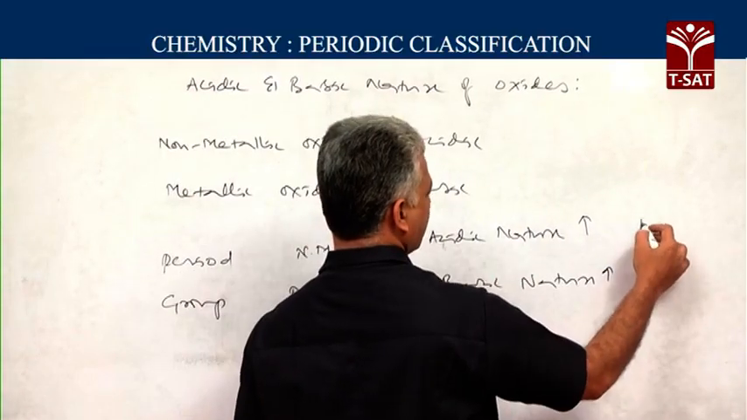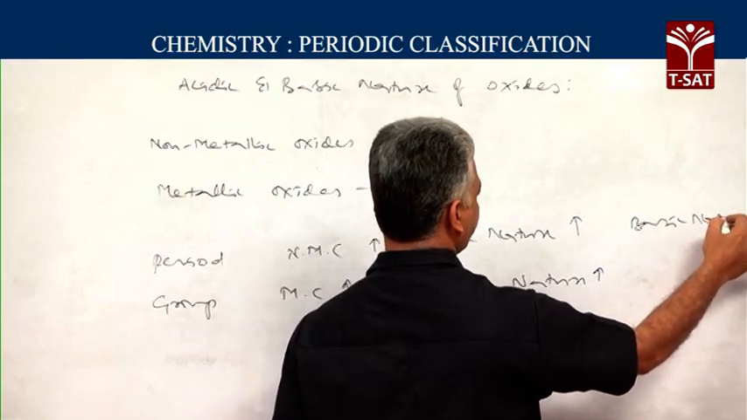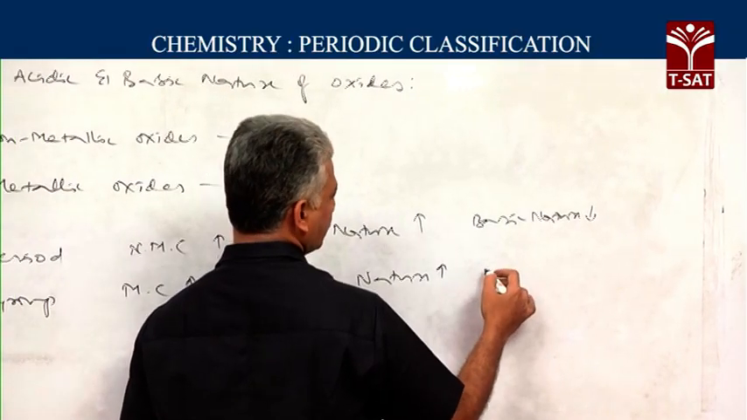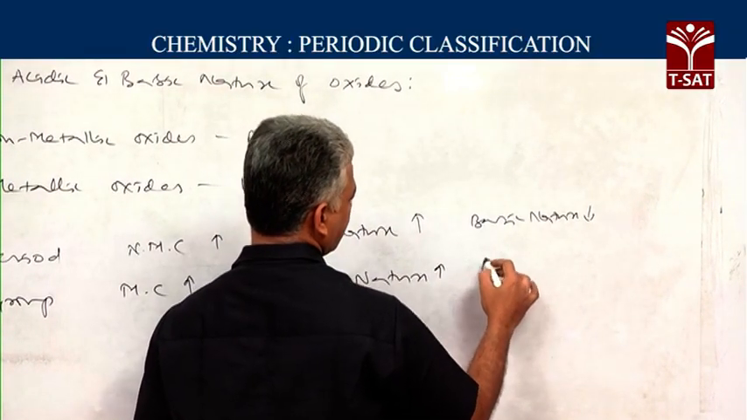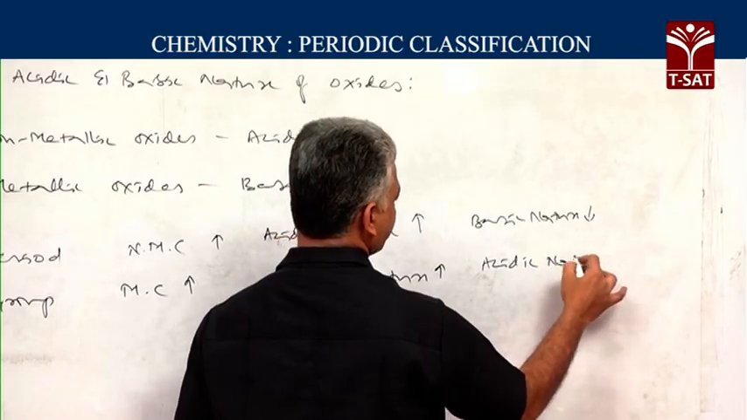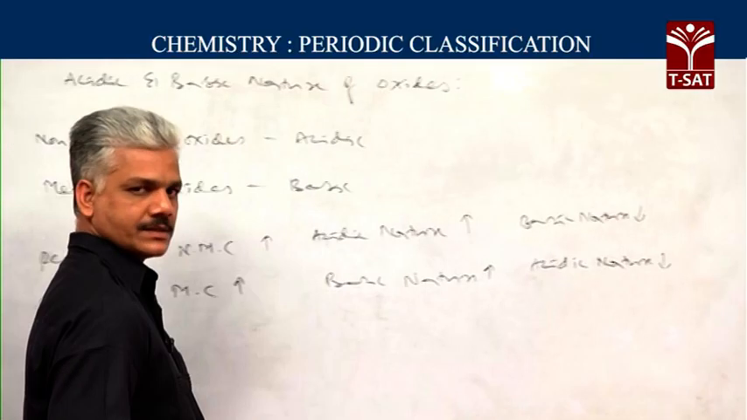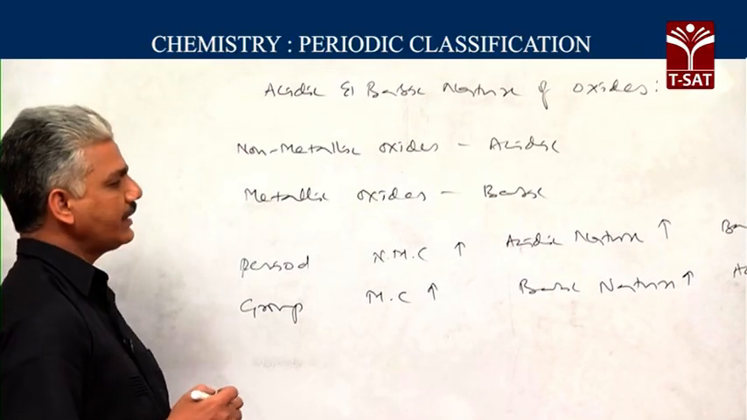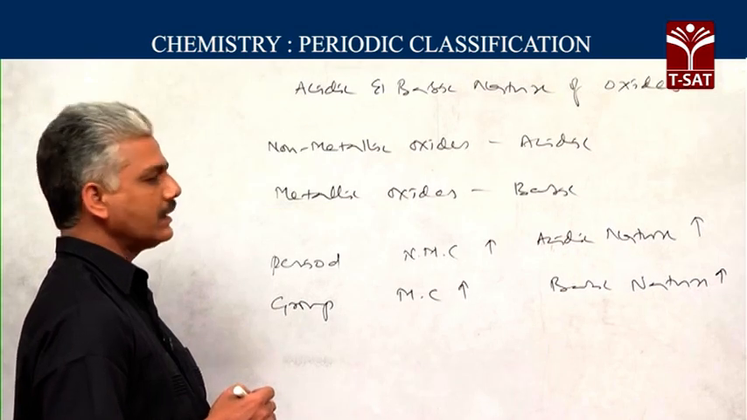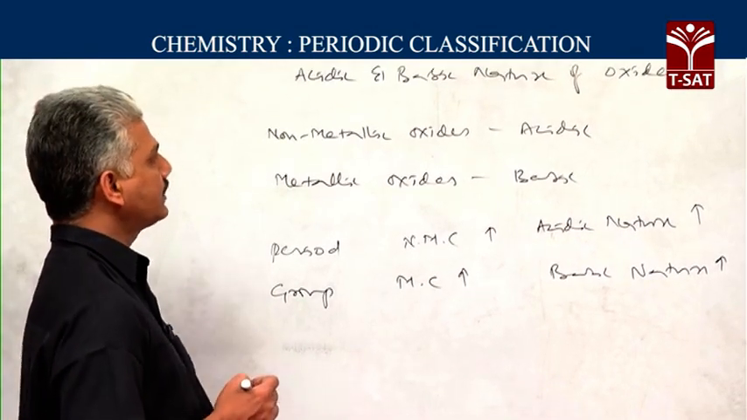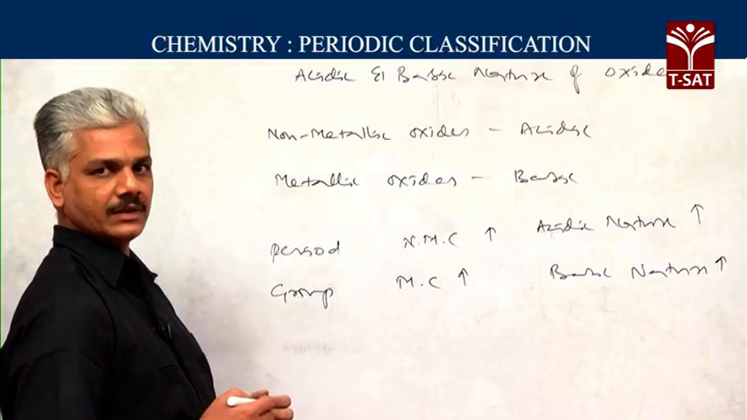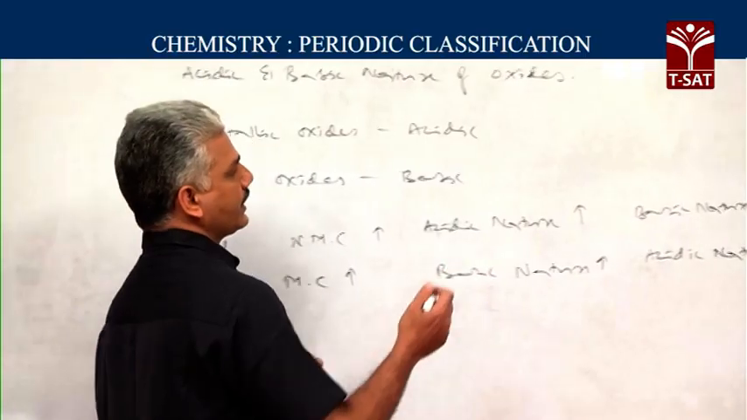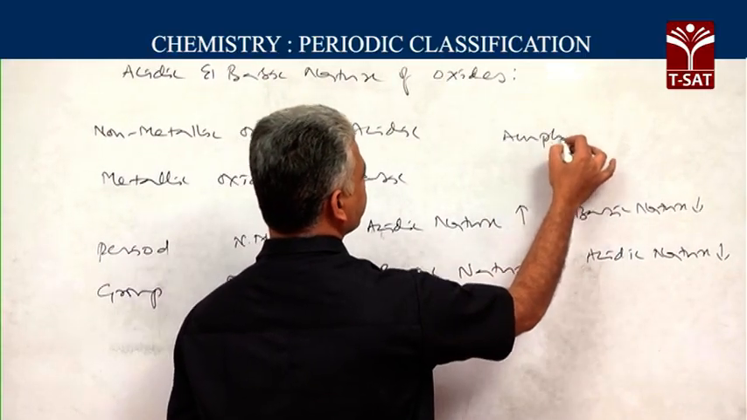So, along a period, basic nature decreases, whereas in case of group, as we move from top to bottom, acidic nature decreases. However, as we move along a period, somewhere in between we come across peculiar compounds which behave both as acids as well as bases. Such substances are called as amphoteric oxides.